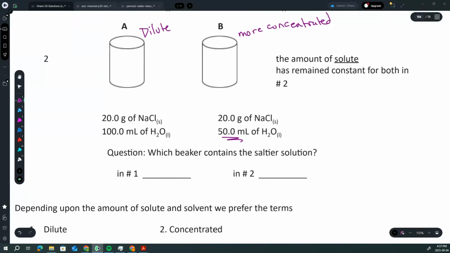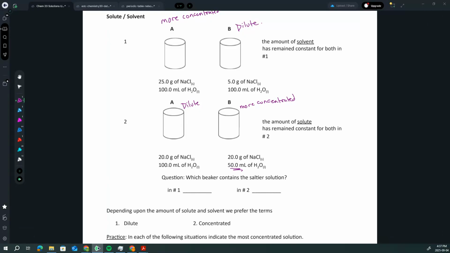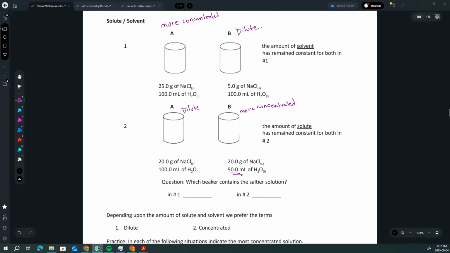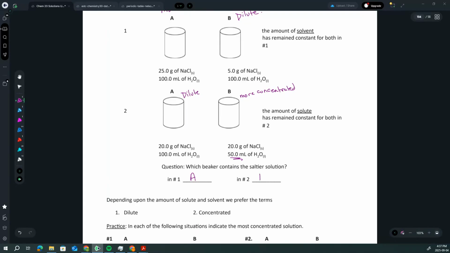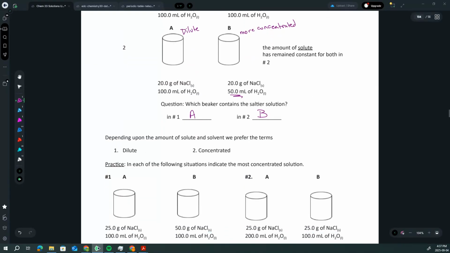Alright, so question: which beaker contains a saltier solution? Well, in the first scenario, the one at the top, that's going to be solution A, and in the second scenario, that was solution B. Okay, so the terms dilute and concentrated all depend on the amount of solute and solvent that you're using in each solution here.